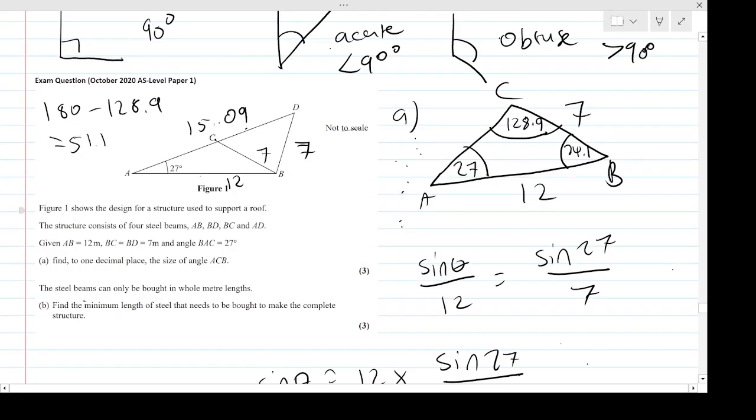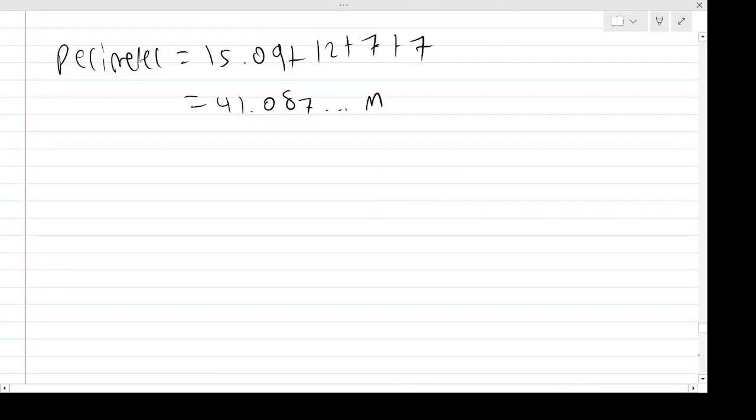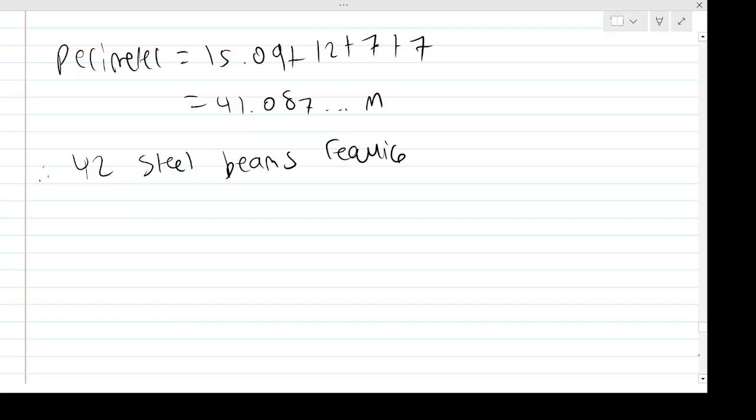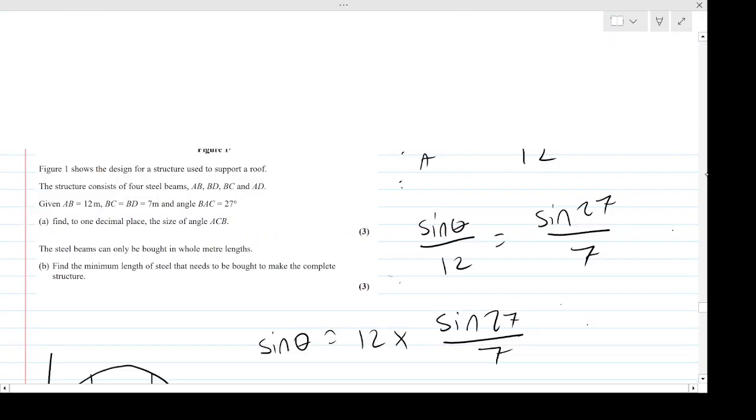But it's talking about the steel beams can only be bought in whole meter lengths. So, for the minimum length of steel needed to make the complete structure, we need to round it up, because it can only be whole numbers. We need a bit more than 41, so it needs to be 42. Therefore, we need 42 steel beams required. And there's your answer. That's not the nicest question.